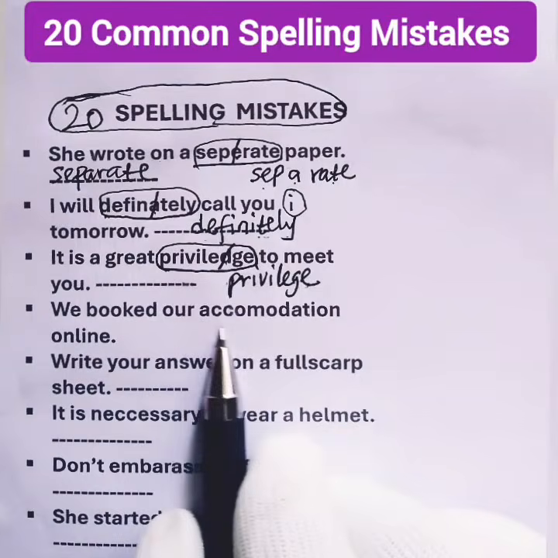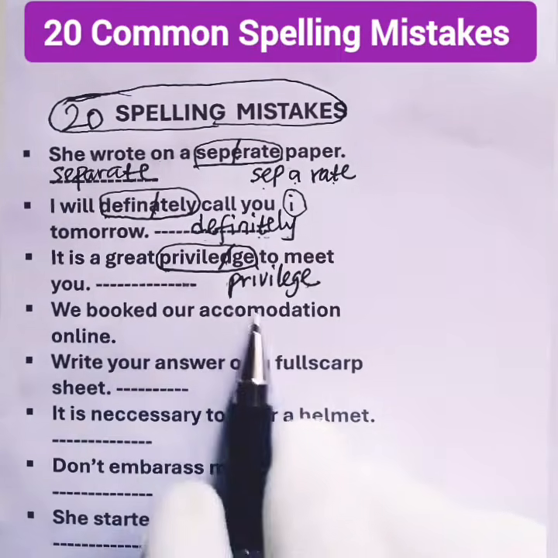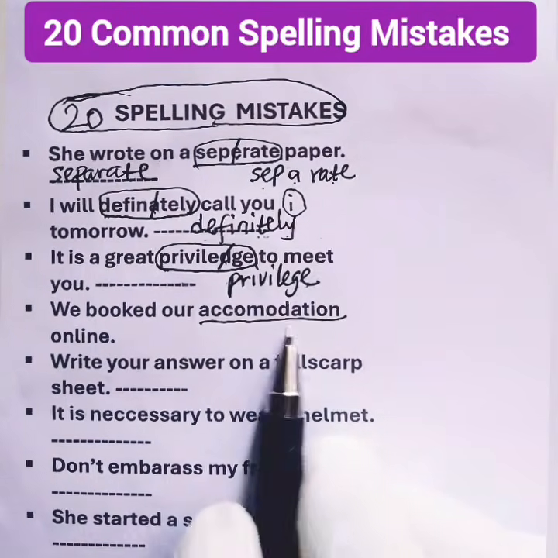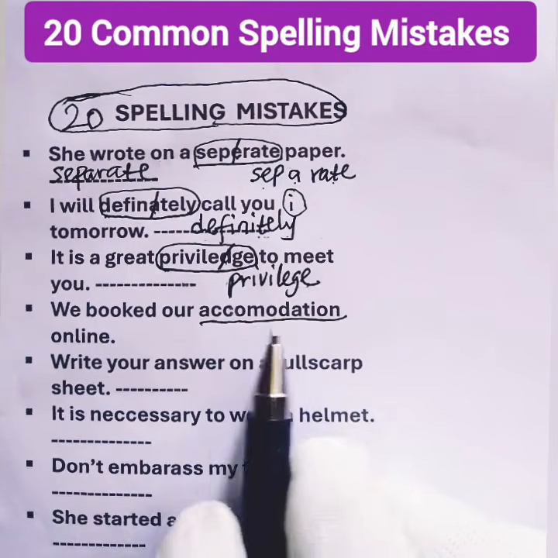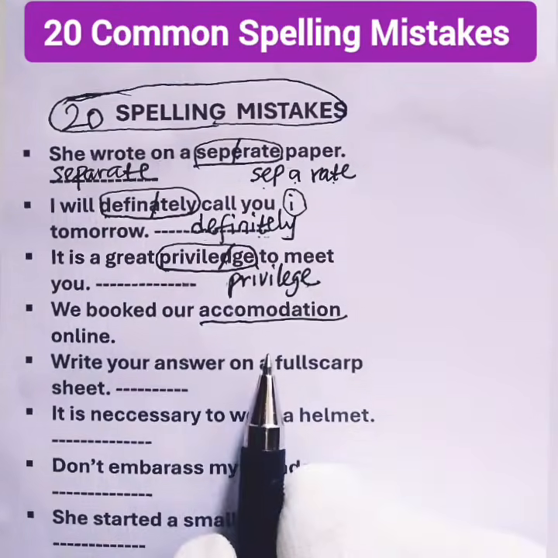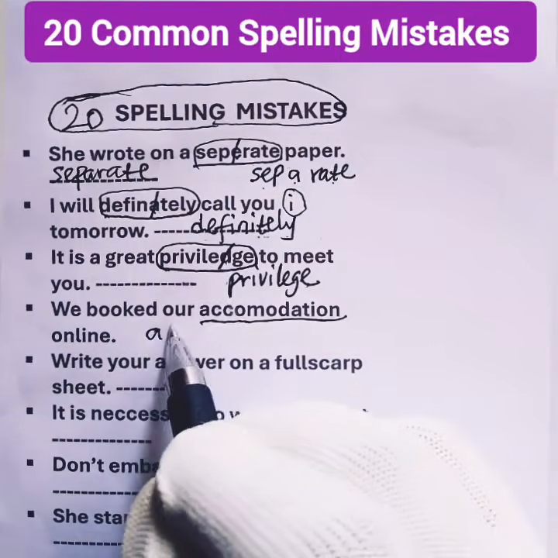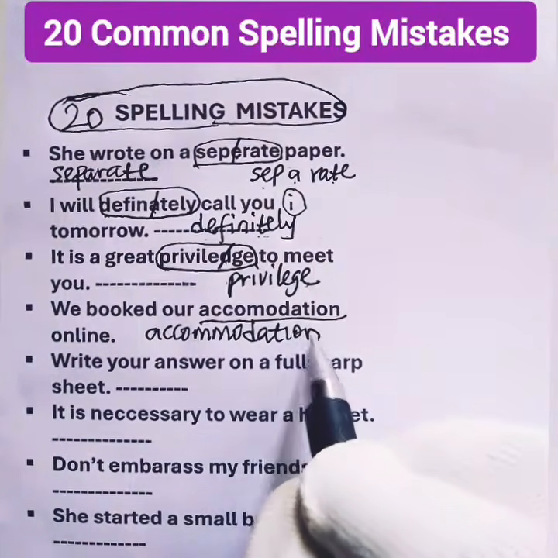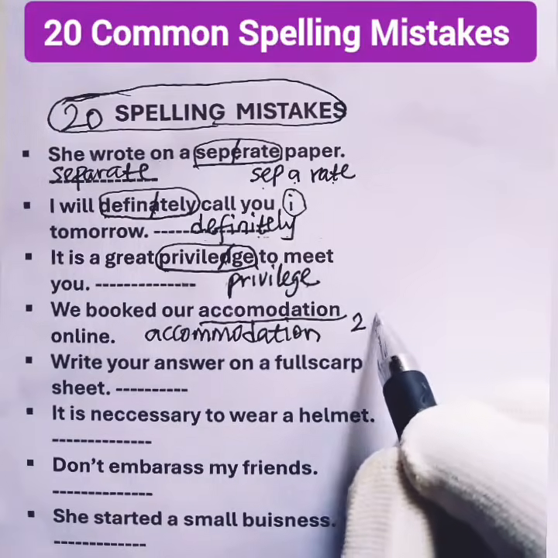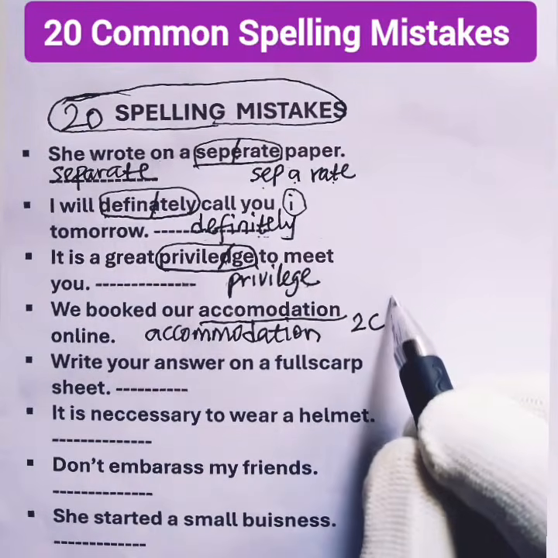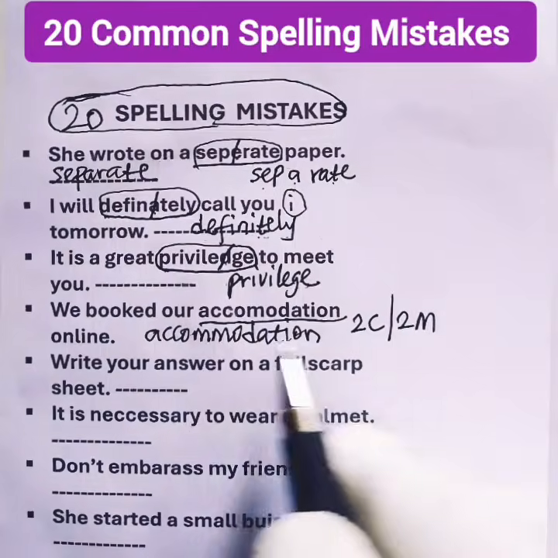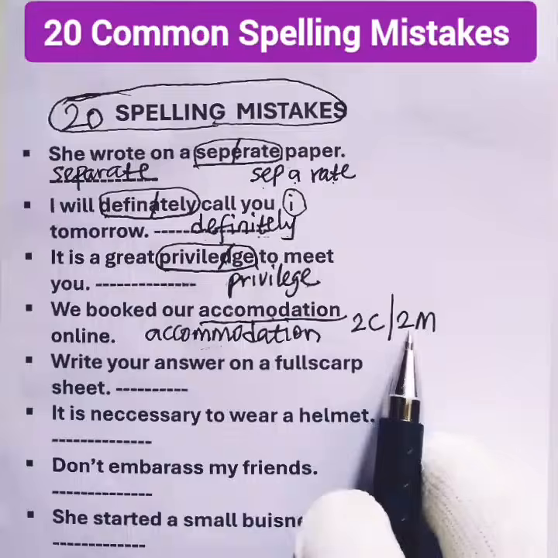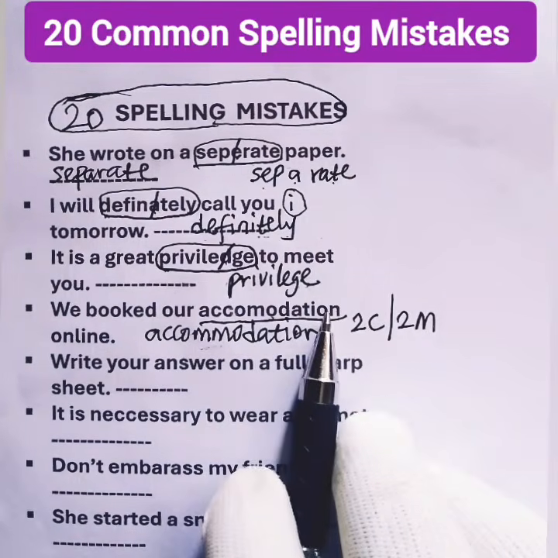Next, we booked our accommodation online. The wrongly spelled word here is accommodation. Can you identify what is wrong? Something is omitted. Now, this is the correct spelling. We have 2 C's and 2 M's in accommodation. You can see that here. So always remember this. It will help you to write accommodation correctly.